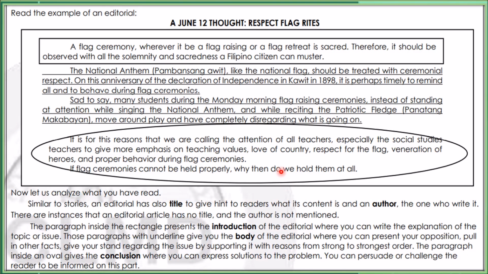So let us read the example of an editorial. This is the title, okay? A June 12 thought, respect flag rights.